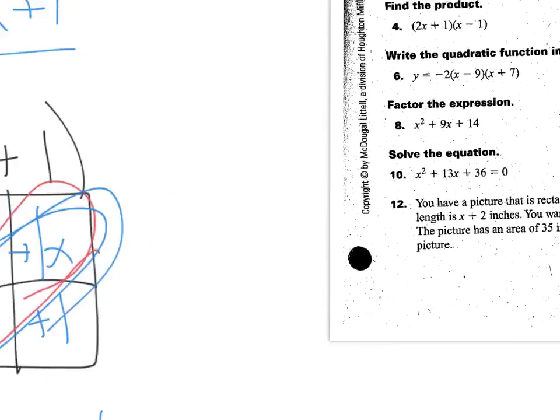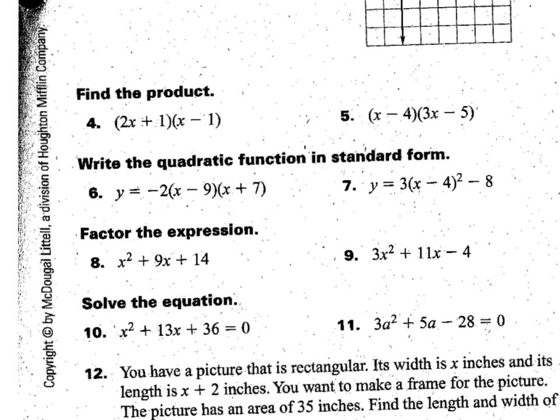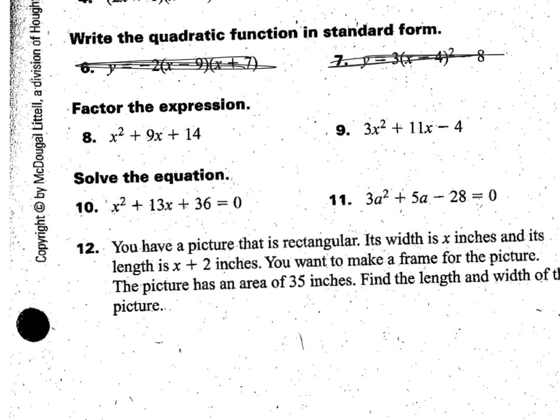So there are two ways you can go about 4 and 5. We're going to cross off number 6 and 7, and actually 12 as well. We're not going to do 12. So that leaves 8, 9, 10, 11.